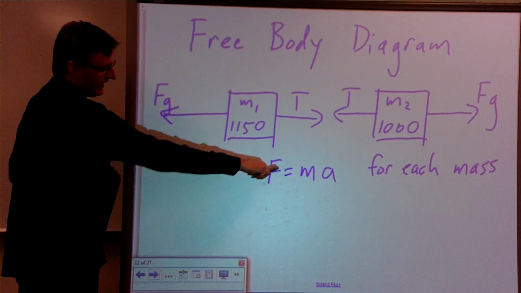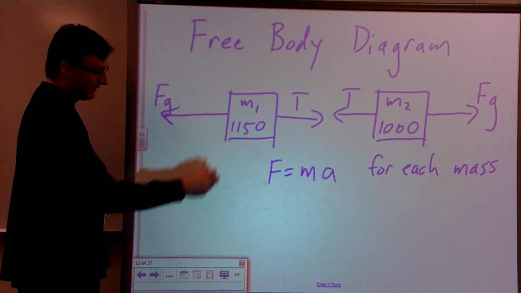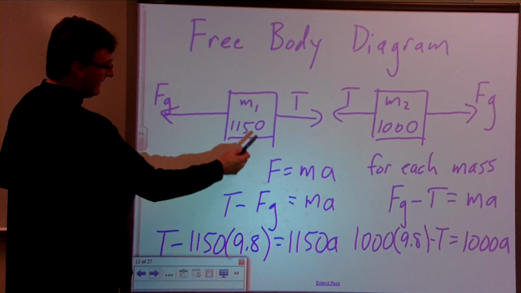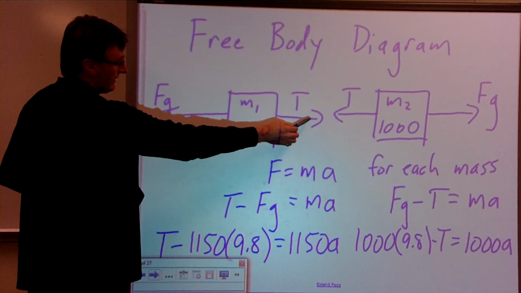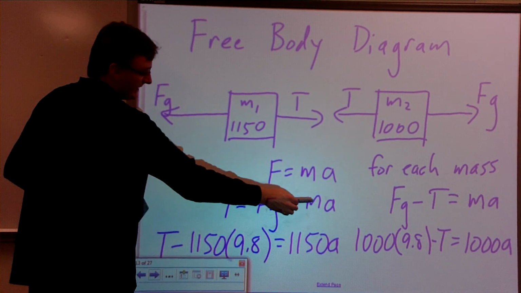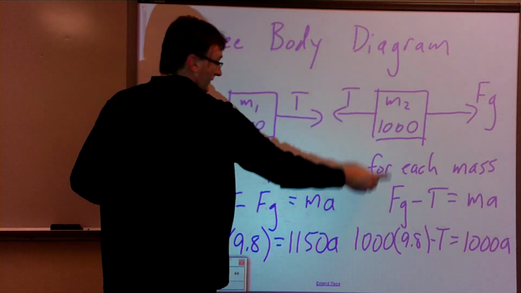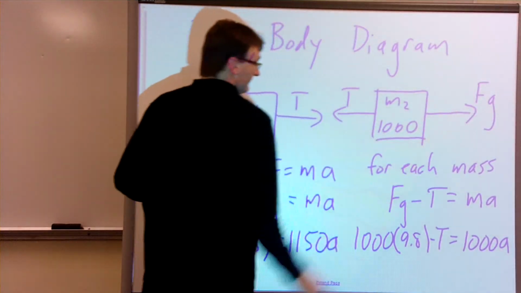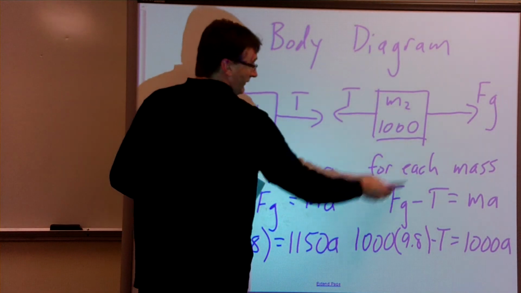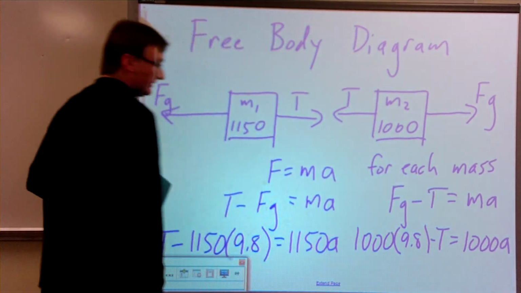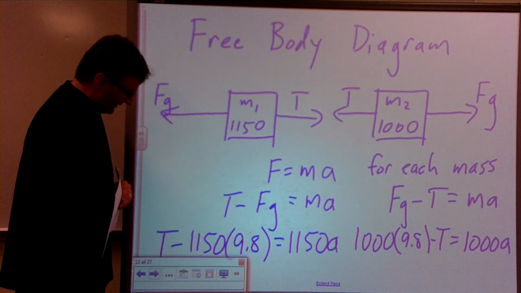F equals ma. You really can't go wrong here. And so we'll write the force equations for each one of the masses. For this one here, we have tension, which is in the positive direction, minus the force of gravity. That has to equal the mass times acceleration of this particular mass. This one over here, the force of gravity is in the positive direction, and the tension force is in the negative direction. So for M2, the force of gravity minus the tension equals the mass of M2 times the acceleration.